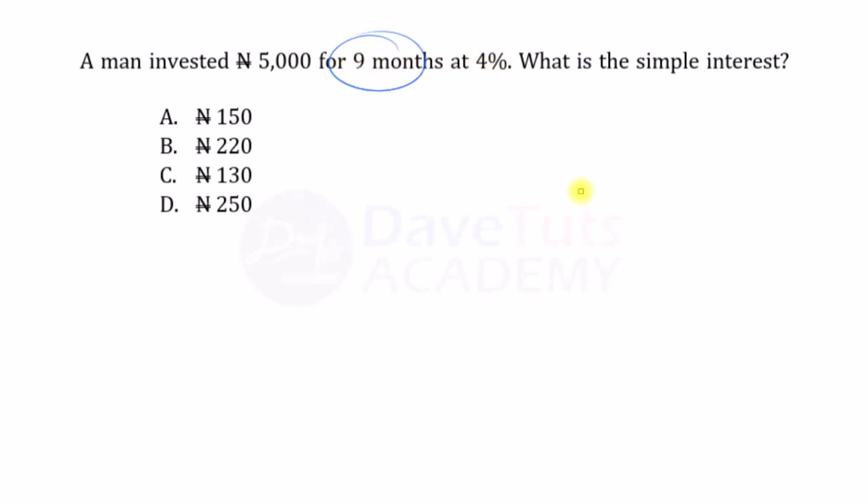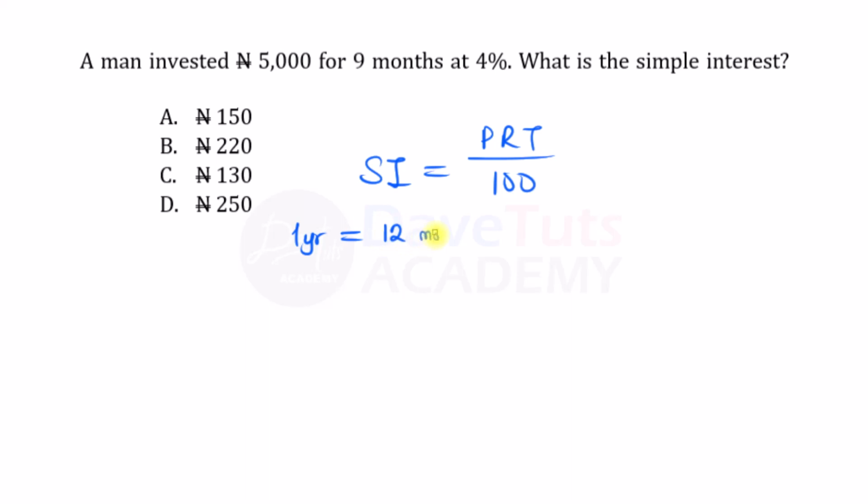Maybe that 9 months is going to require us to be careful, because you know that ideally simple interest is principal times rate times time divided by 100. But now look at what we have. 9 months in 1 year. Ideally, we know that 1 year is equivalent to 12 months. What amount of year will be equivalent to 9 months? That's what we need to be careful to solve here.